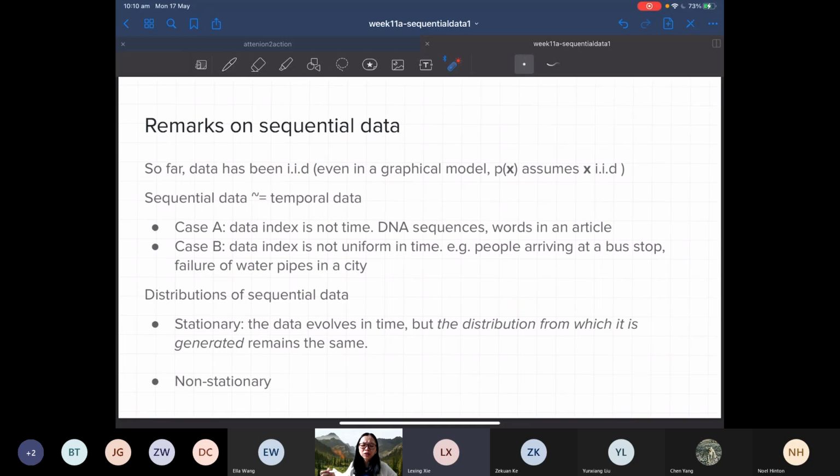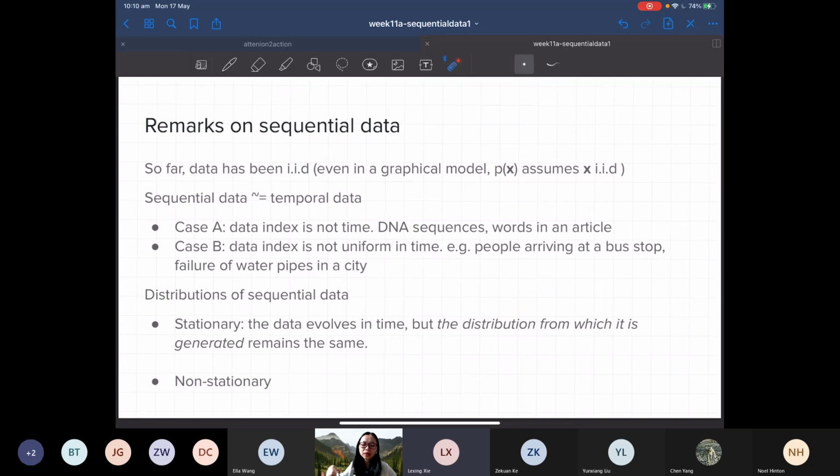DNA sequences are sequences. But so far, the data we look at in this class has been IID. Even for a sophisticated graphical model with lots of variables, the joint distribution assumes that the whole vector of x is drawn IID from the graphical model or Bayes net. Just like in your assignment 2, there are 10 variables, but you get like 5,000 student records to perform learning and inference of that graphical model, right?